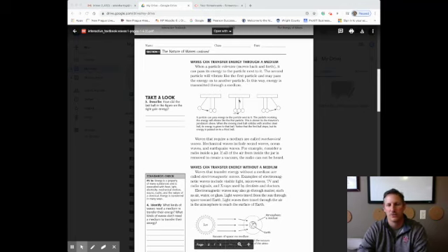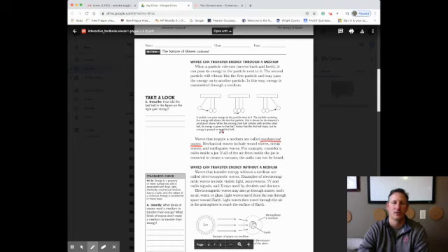Now, we have two different types of waves or energy. Waves are energy being transferred. Waves that require a medium are called mechanical waves. Okay, you want to remember that they're called mechanical waves. Mechanical waves include sound waves, ocean waves, earthquake waves.